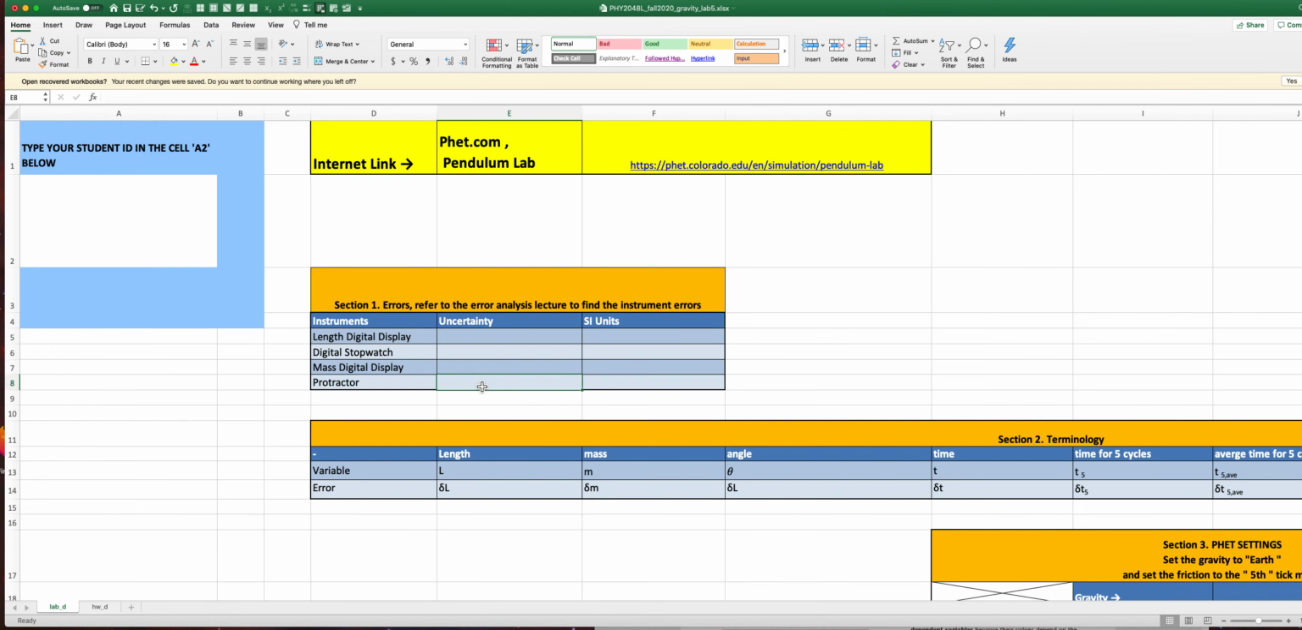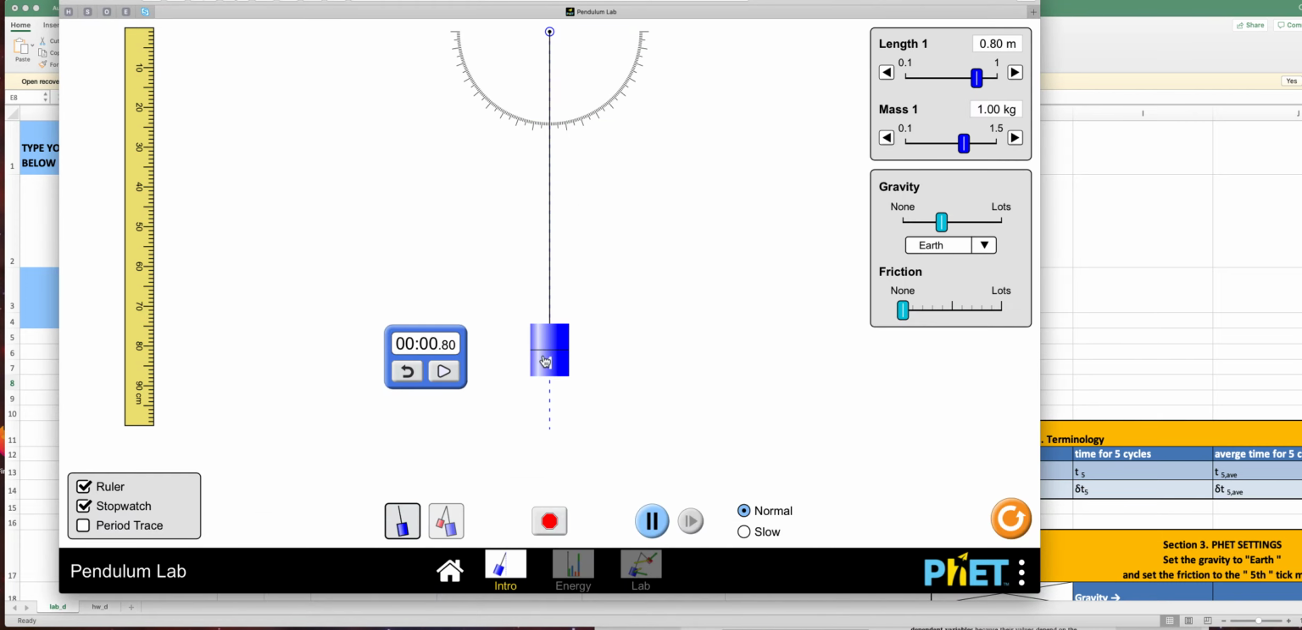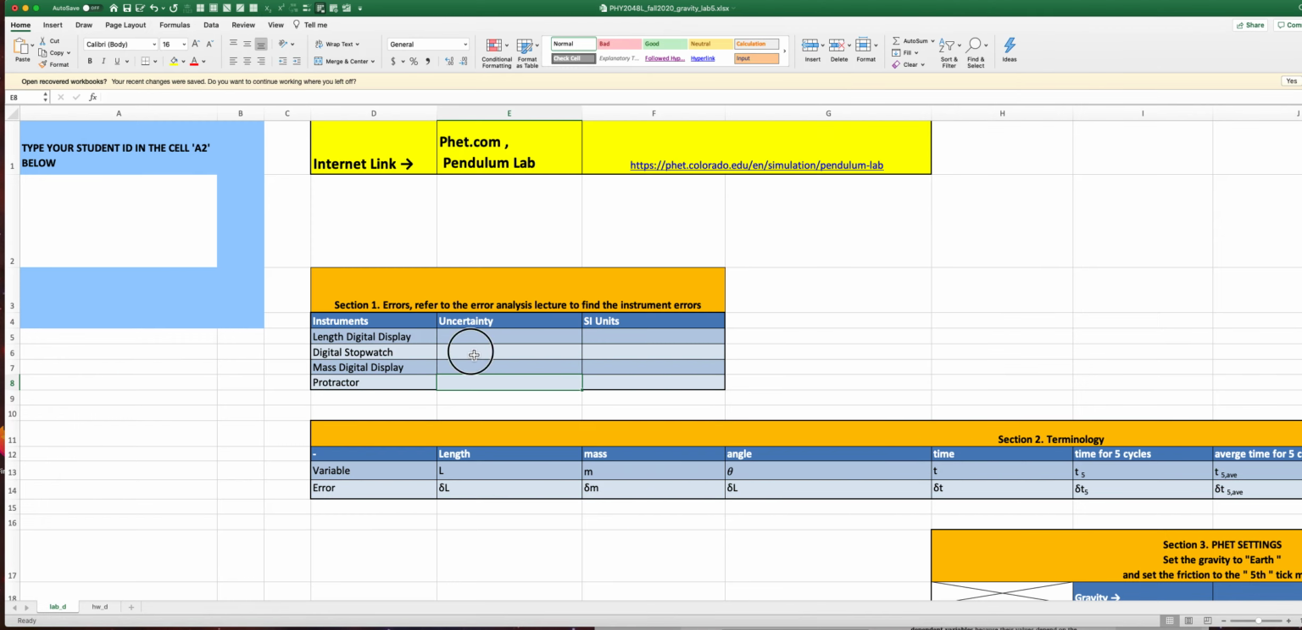And next is going to be the protractor. Right here is the protractor, and you just have to look at that angle, but I recommend that you zoom in to find out the value for the smallest tick mark, and that's going to give you the error for the protractor. So you'll get your errors, and don't forget to include the units for each of those instruments. Whatever those errors are, make sure that they're converted into SI.